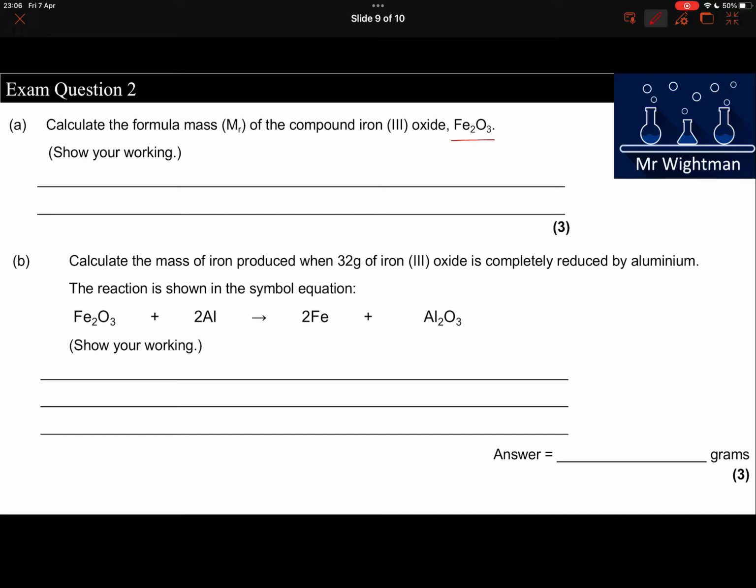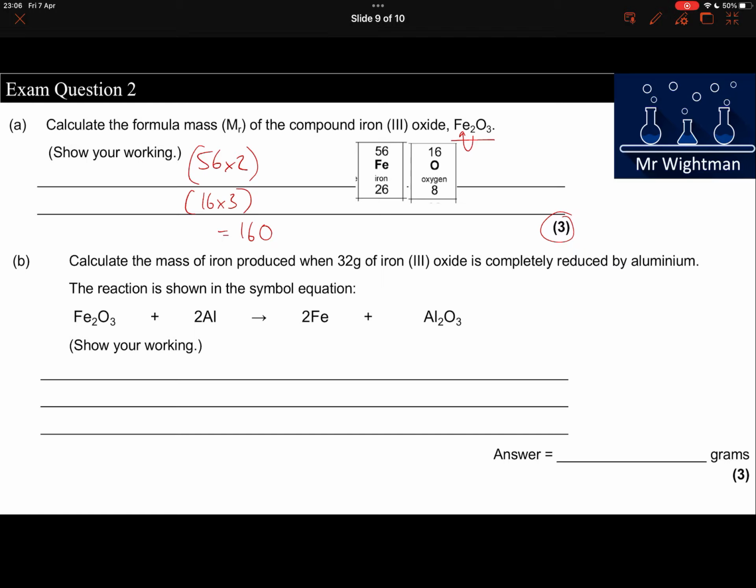So very simply, the little number means how many you have of the element immediately before it. So 2 lots of iron, therefore that would mean, in this case, using the periodic table, iron is 56. So 56 times 2 plus 16 times 3 will give me a total of 160. And that's apparently 3 marks. Usually that's about 2. Could even be 1.